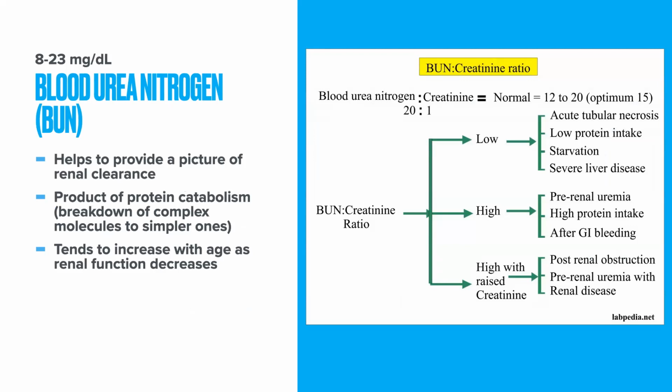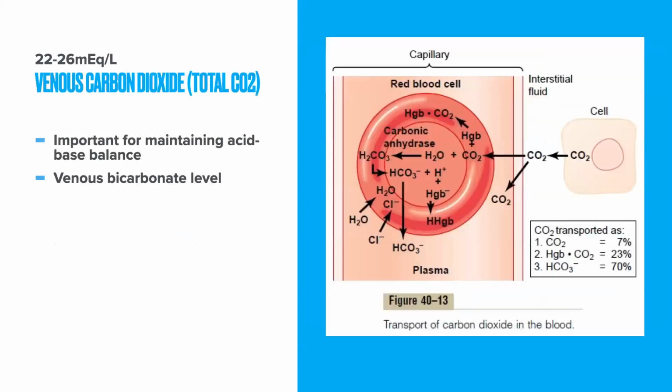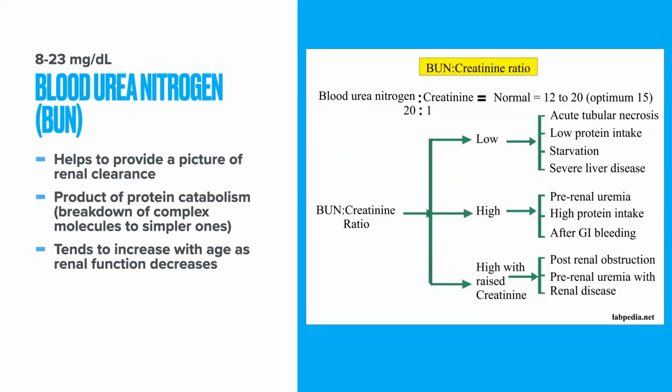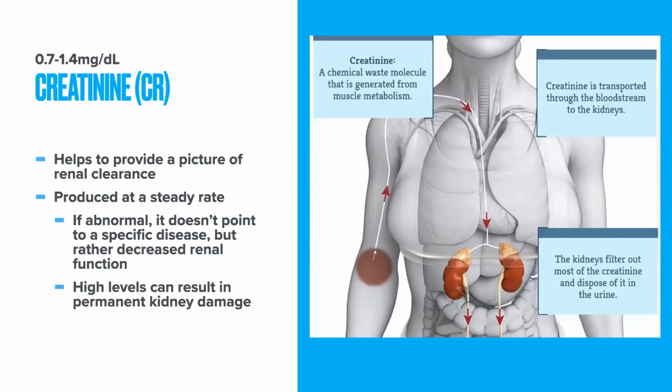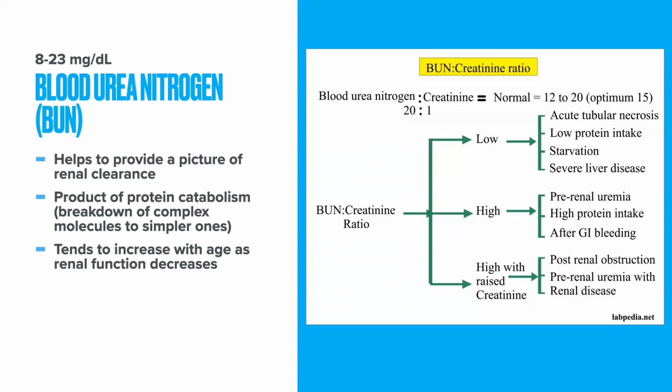So going back to our BUN, there is a BUN to creat ratio. You have your blood urea nitrogen on one side, creatinine on the other, equals normal. Normal is 12 to 20, and then the optimum is 15. So your ratio would be 20 to 1. Does that make sense? They are using 12 to 20 here instead of 8 to 23, and this one's 0.7 to 1.4. So they're looking at the BUN to creat ratio to see again what your renal clearance is.